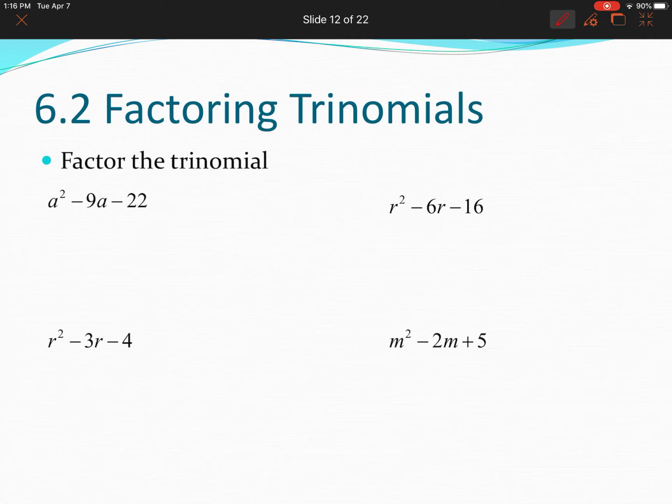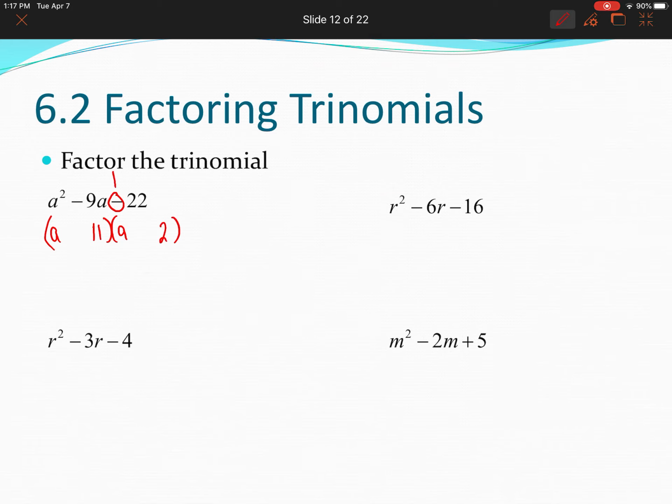Now, on the next one, very similar to what we've been doing. There's not a greatest common factor, and so we're going to start by making our two sets of parentheses. A is our first term, and we're looking for two numbers that multiply to give 22 that now subtract to give 9. So now this sign is subtraction, so they need to subtract to give 9. And 11 and 2 will do that.